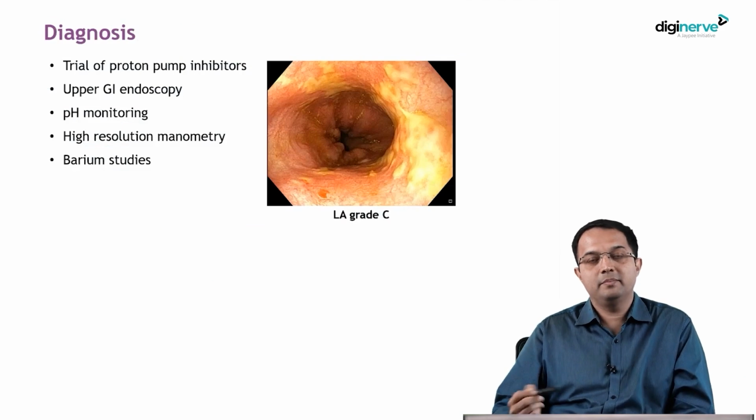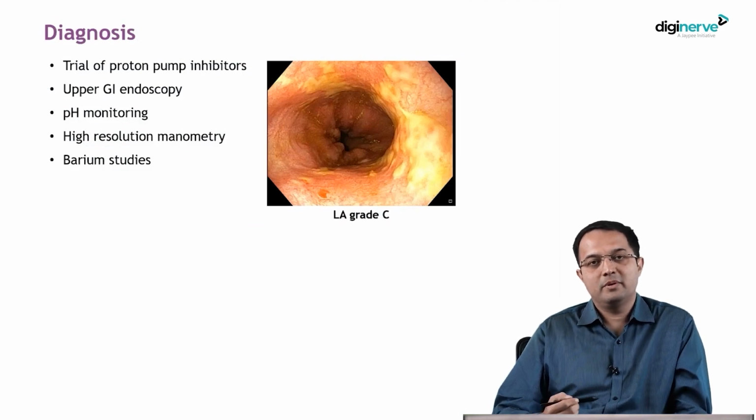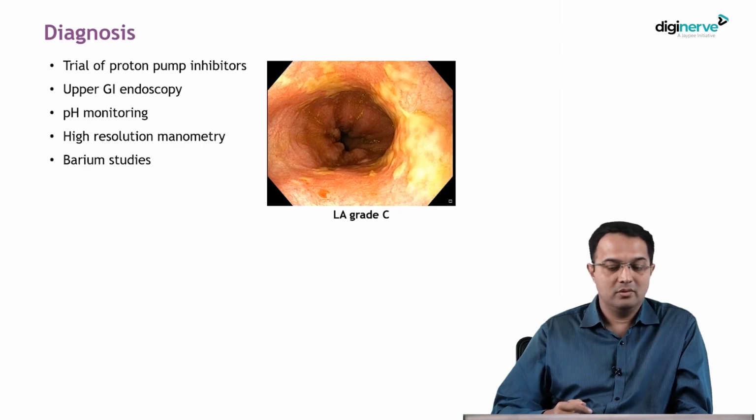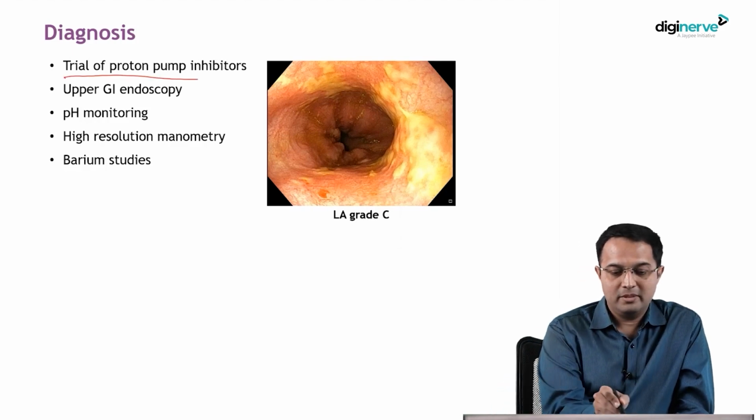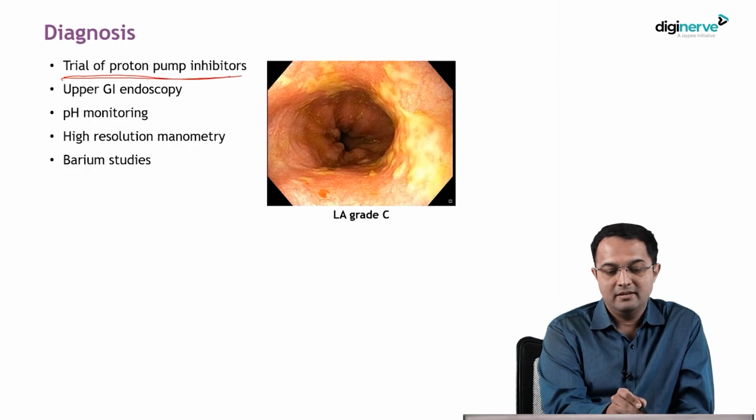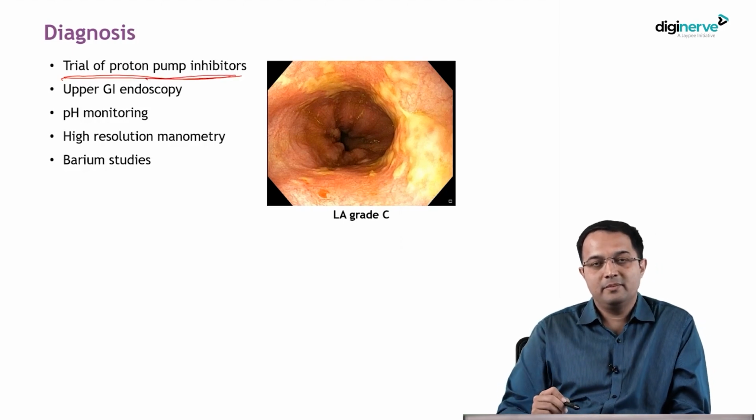How do you diagnose? Any patient with GERD comes to you, you are going to put them on PPIs. For example, even many of you who had symptoms of GERD or reflux, you take some PPIs and then you feel better within a few days. So whenever a patient comes to you, you generally put them on proton pump inhibitors, and it is diagnostic also. If the patient responds beautifully to this, then probably it is GERD.